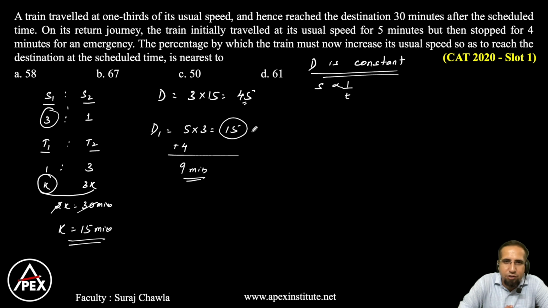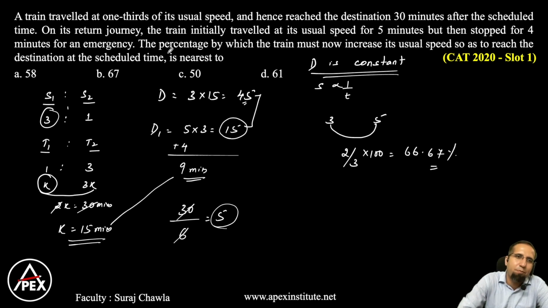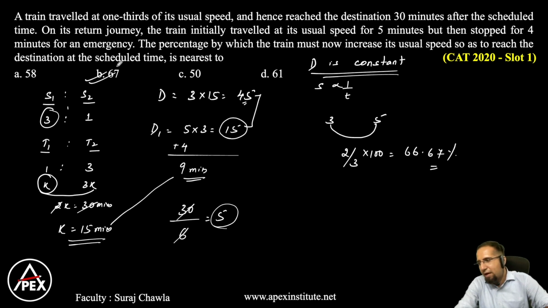Now the percentage by which the train must increase its usual speed to reach the destination on scheduled time. That means now the train has to cover the gap of 30 kilometers in a usual time of 6 minutes. That means the speed now should be 5. So the earlier speed was 3 and the new speed is 5. That means by what percentage will it increase? That's final value minus initial value by initial value into 100. So 2 by 3 becomes 66.67 percentage, or approximately 67 percentage, and that becomes our required answer. So therefore the percentage change should be 67 here.